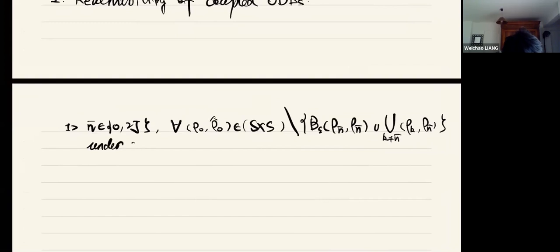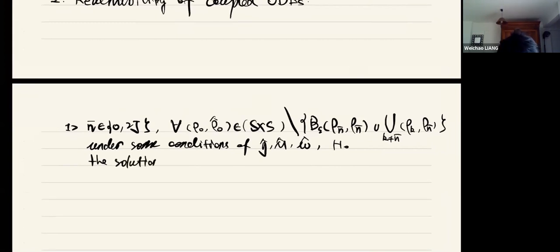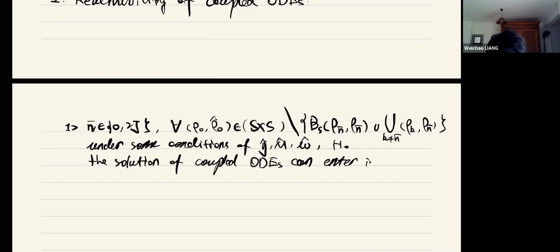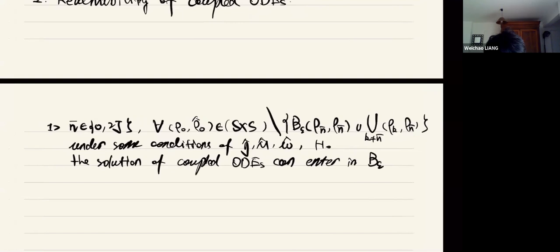And also some conditions of the estimated parameters, the m and the omegas, and also the assumptions of feedback control H0. We can show the solution of the coupled ordinary differential equations entering an arbitrary neighborhood of the target state. Sorry, maybe here's the arbitrary neighborhood, for all R positive, in finite time.